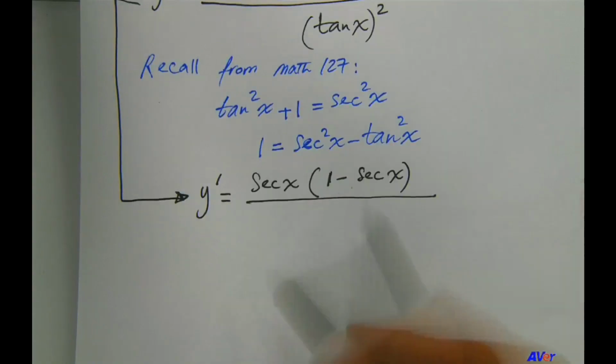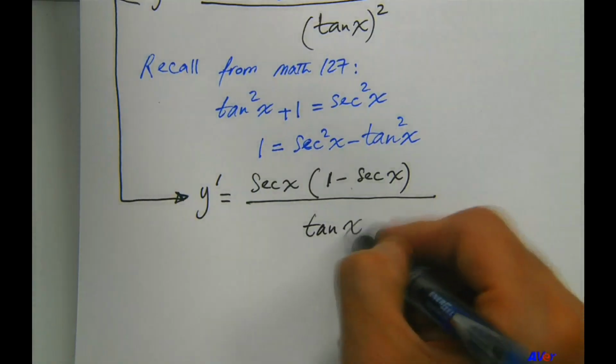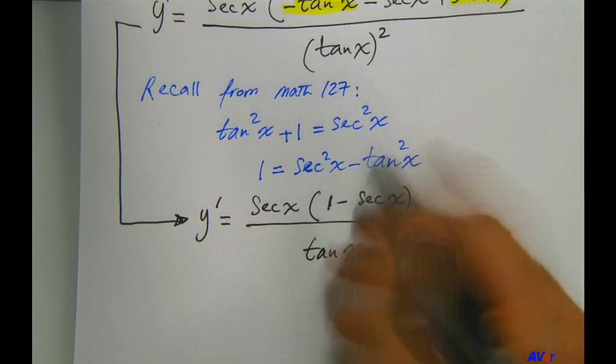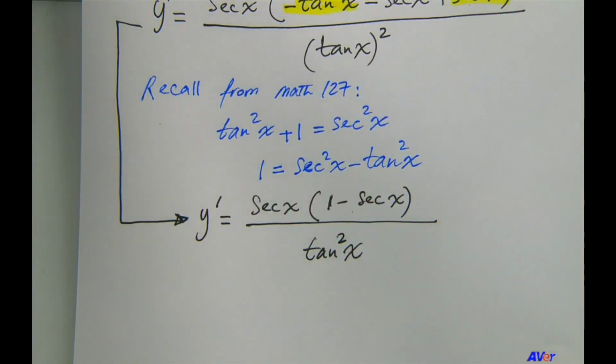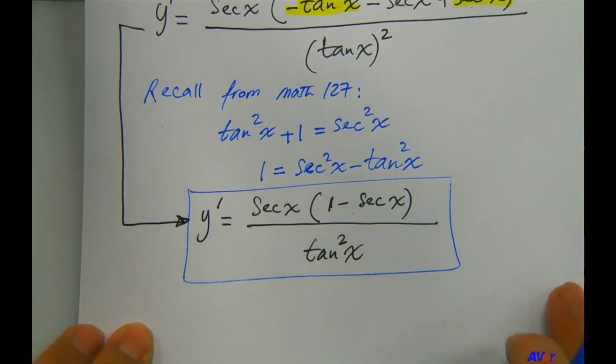Okay, so now we have this over tangent squared x, right? So I think we can leave it as that. So this would be our final answer here, like that.